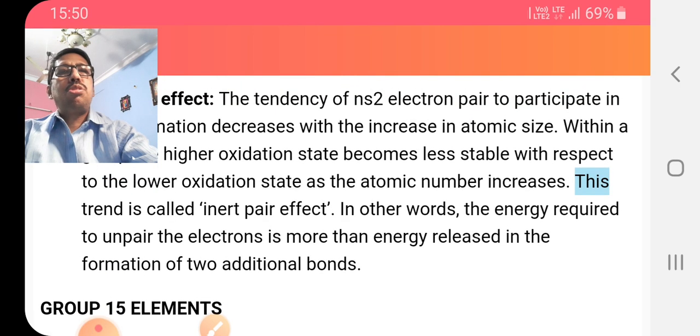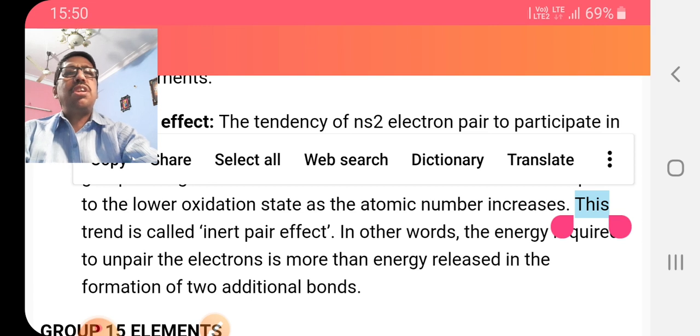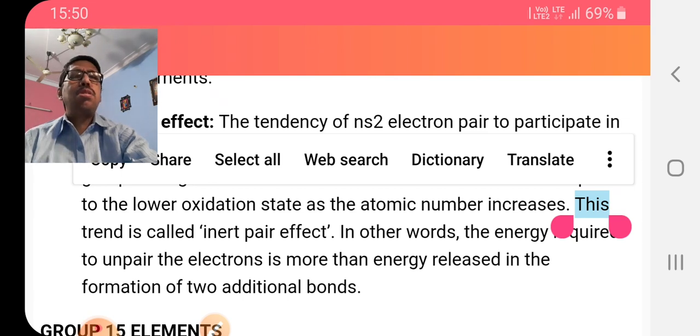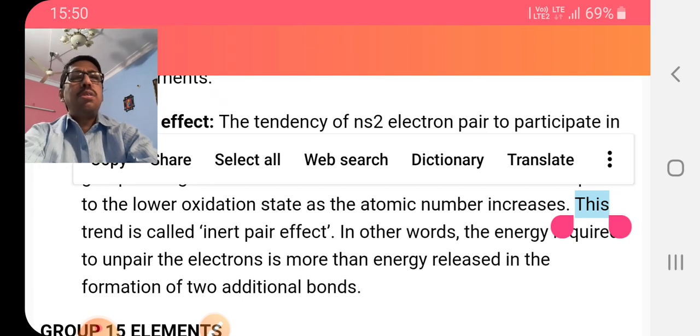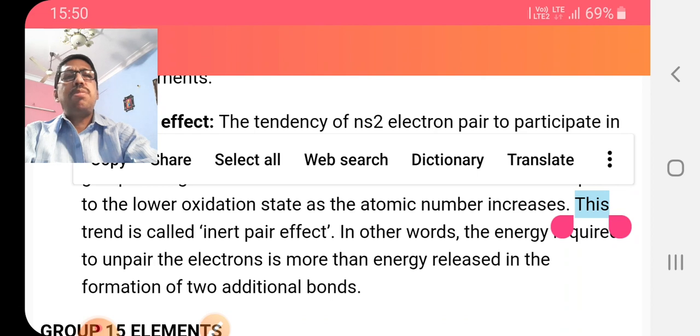So, in this small session, I have discussed the general introduction of p block elements. In my next segment, I will talk about the p block series in individual form, like group 15, group 16, group 17 and group 18. Group 13 and group 14 you have read in your class 11 standard.